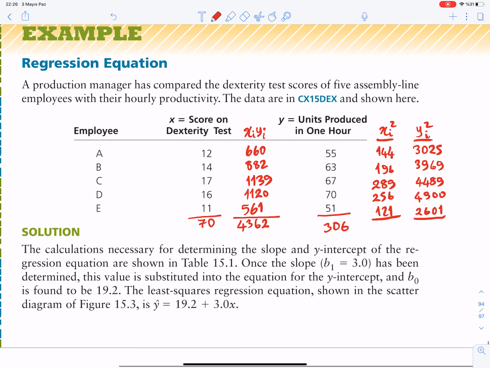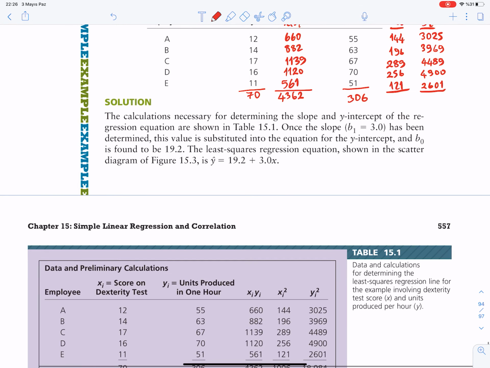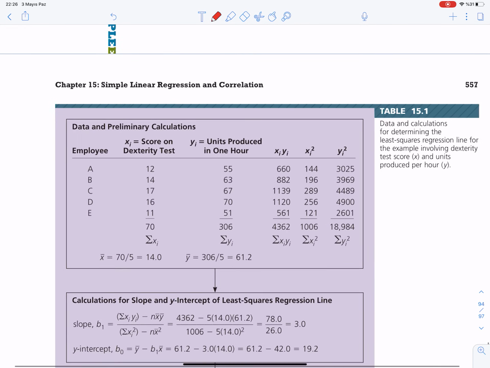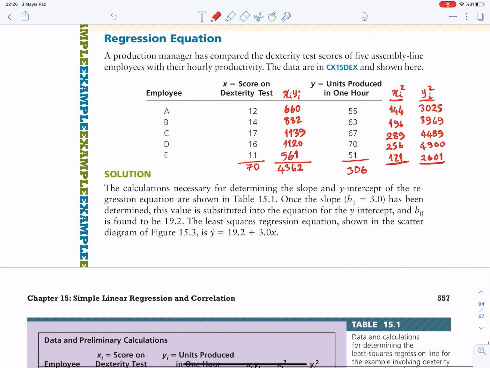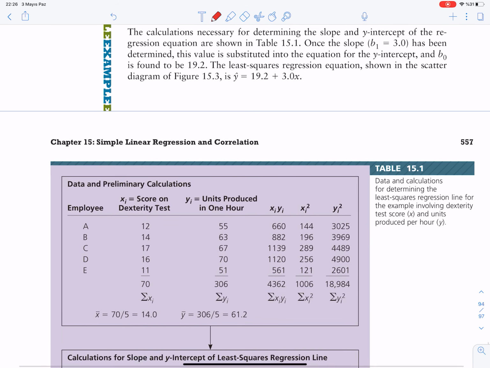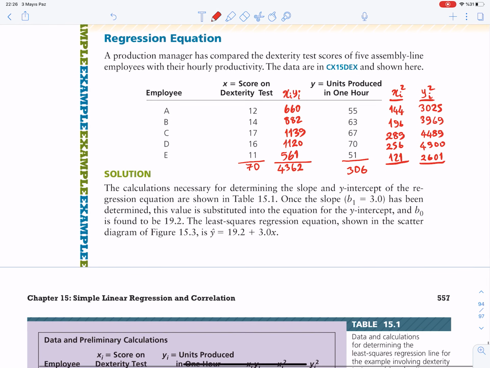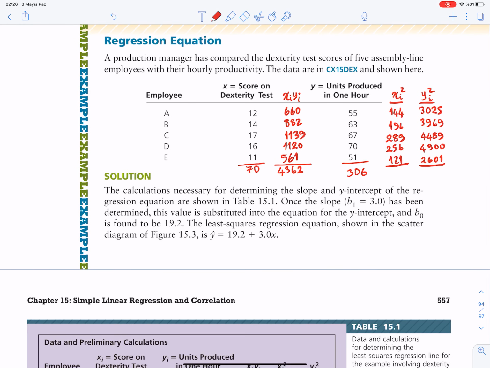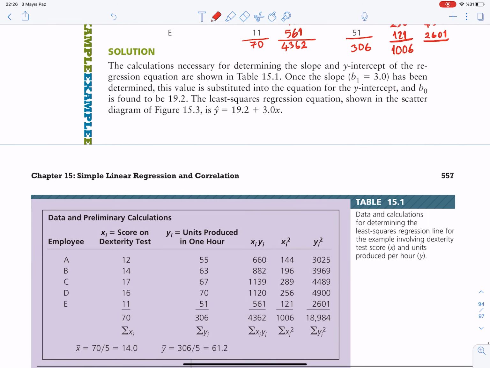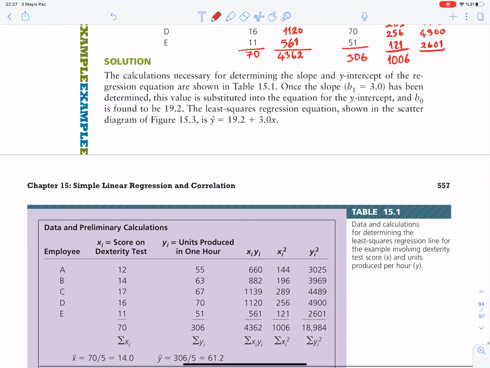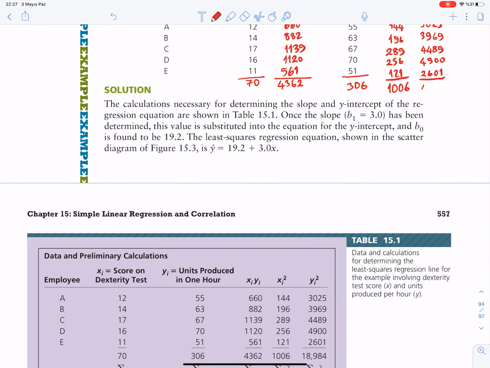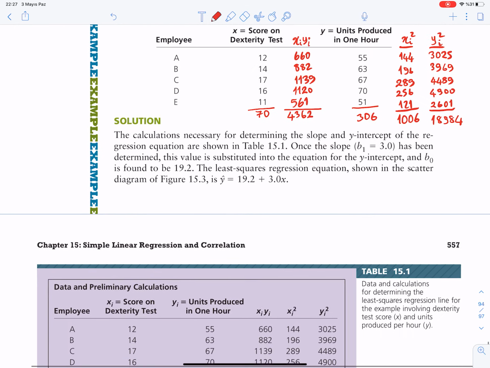Okay, I won't lose time. I will read here. The sum of squares of xi is 1006. And the sum of squares of y is 18,984. Okay, everything is okay.